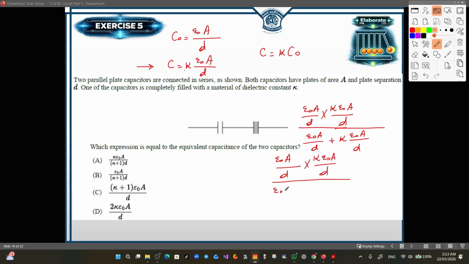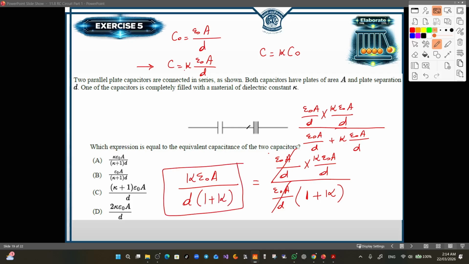So let's take the epsilon 0 A over D as a common factor here. For the first term, we will end with 1. For the second term, only kappa will be there. Now we can cancel epsilon 0 A over D with epsilon 0 A over D, and then we can press this denominator down. So we get that kappa epsilon 0 A over D times 1 plus kappa is the equivalent capacitance for this set. And it's found to be in A. So A is the correct answer.